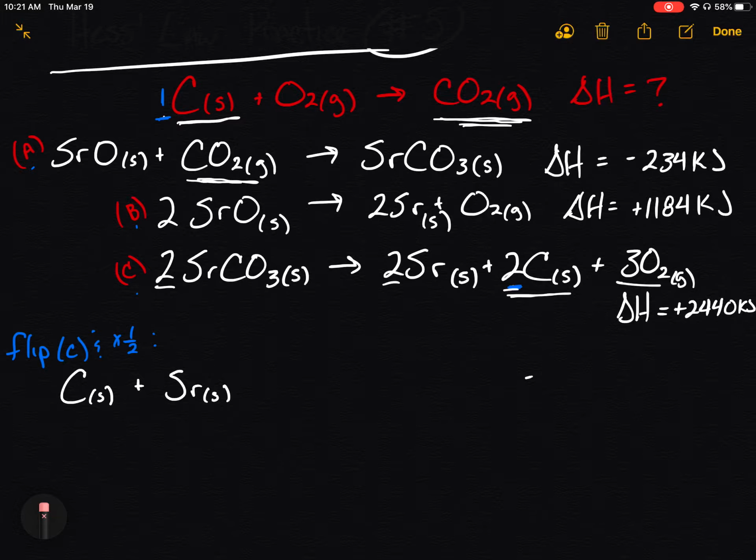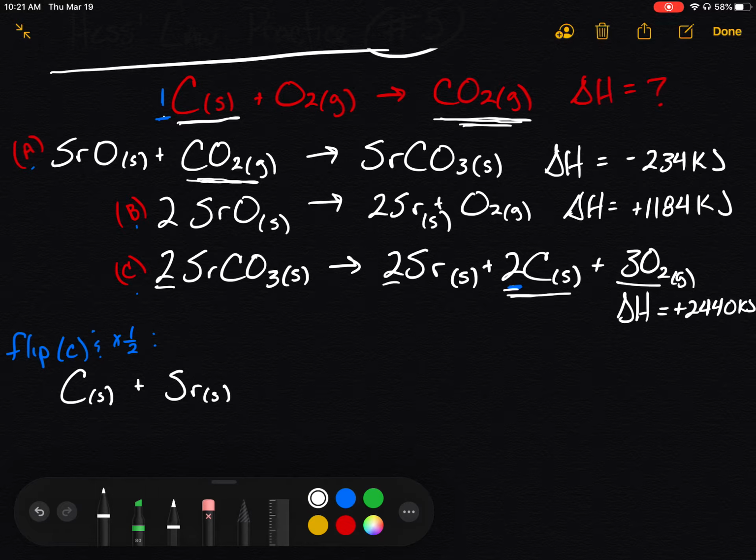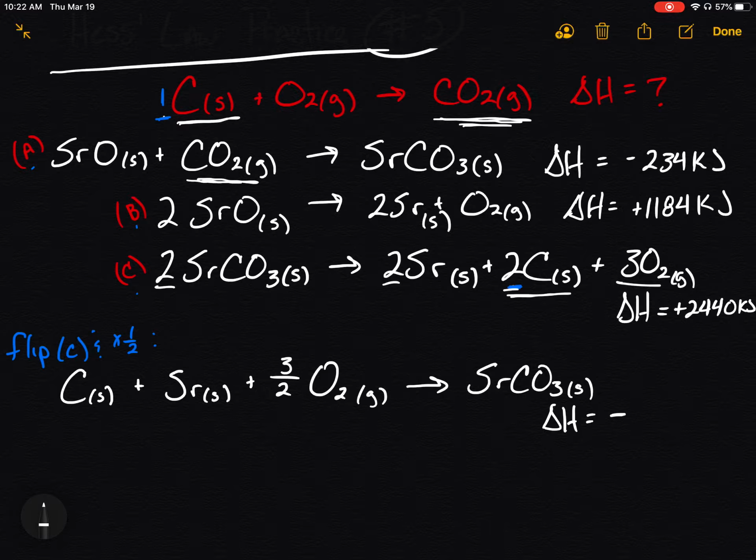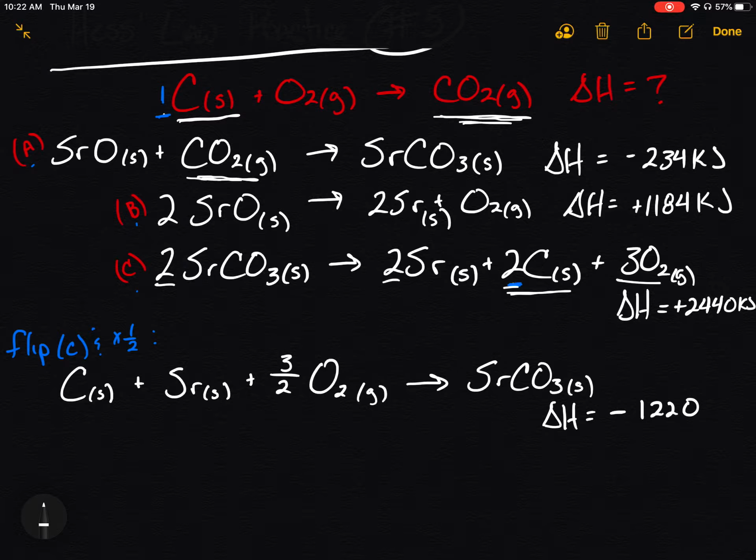Okay, so let's erase that. Three halves O2. Okay, and then now we've got strontium carbonate. Okay, our delta H value here: two things happen. We flipped the reaction, so we flipped the sign. This becomes negative. And then the other thing that happened is we multiplied by a half. We divided by 2, so this becomes 1,220, right? Flip the sign because we flipped the reaction, divide by 2.